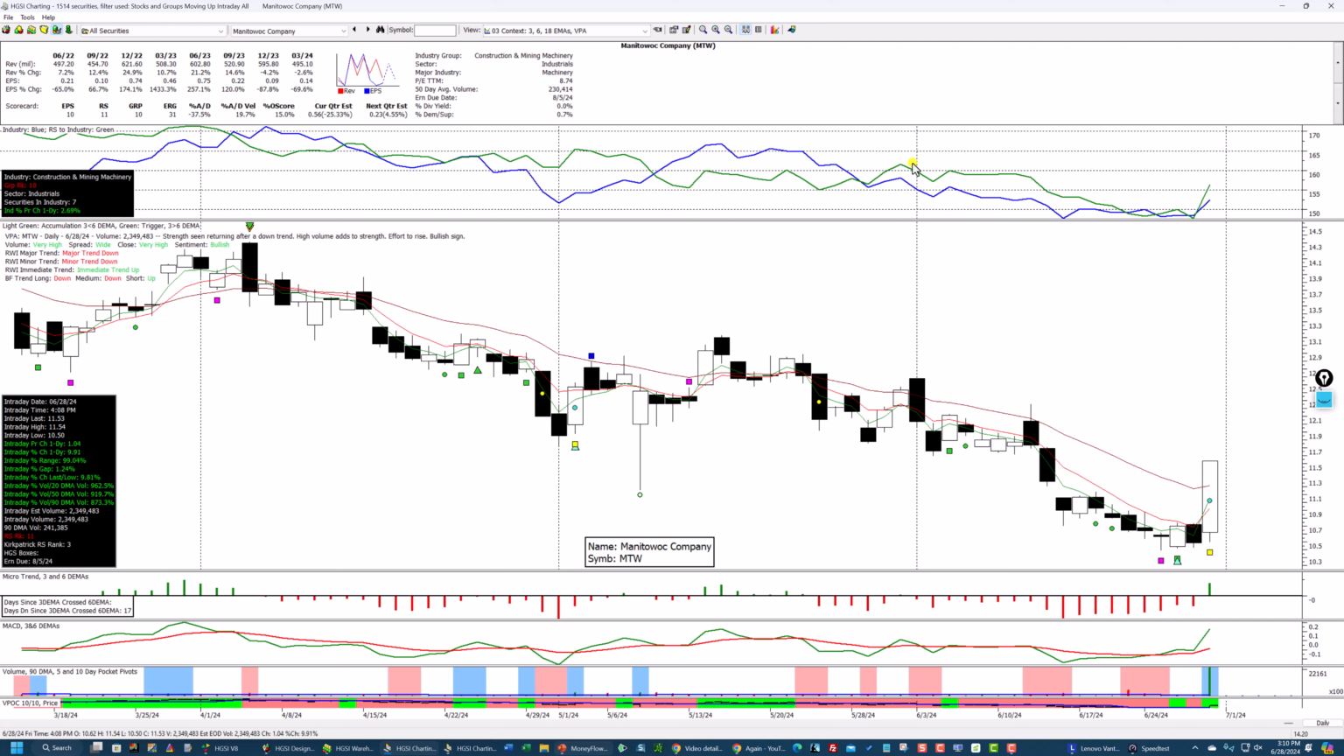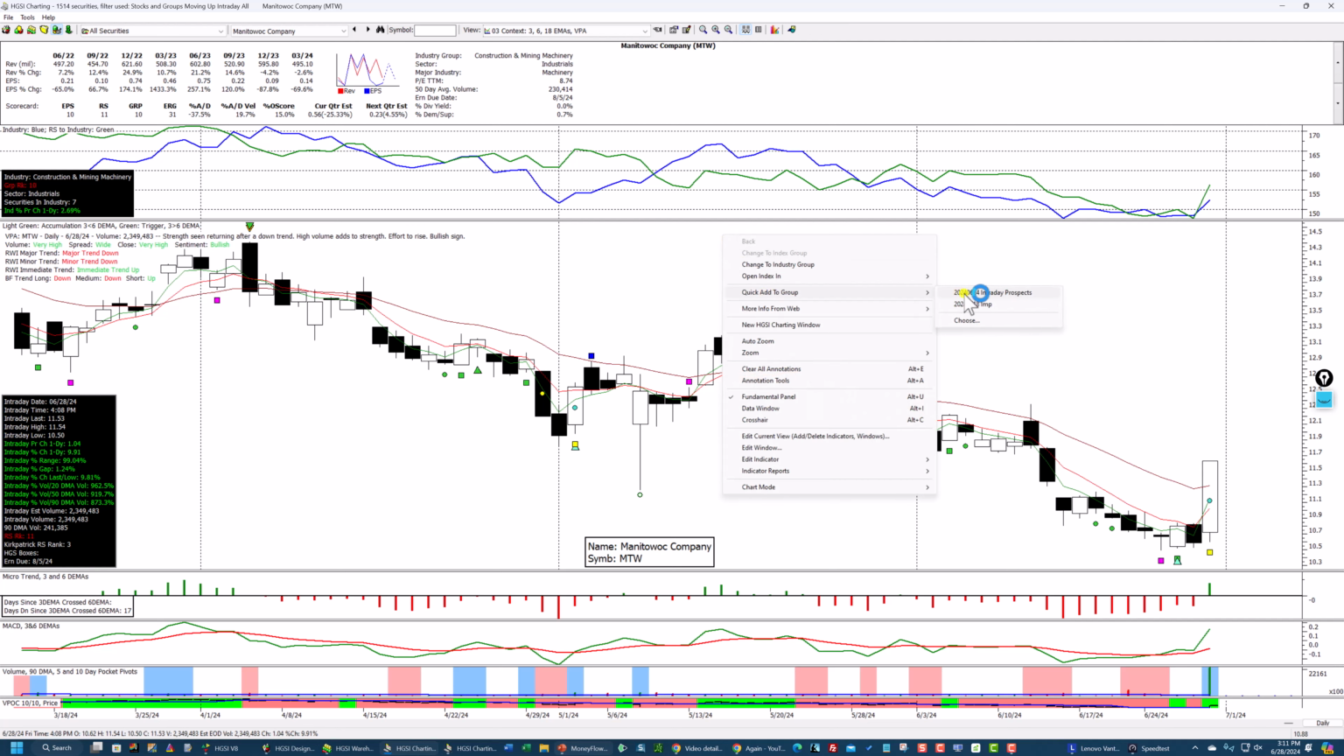Clearly been in a long-term downtrend. The group's been going down, and it's been weaker than the group on this green line right here. Today, it's finally stronger than the group. You can see the VPA flags have been good on this. Test, confirmation of that test. Here's strength returning after a downtrend yesterday, and also an effort to rise that closed on its high. There is probably news on this one too. I'm just going to quick add to group and put it in my intraday prospects.